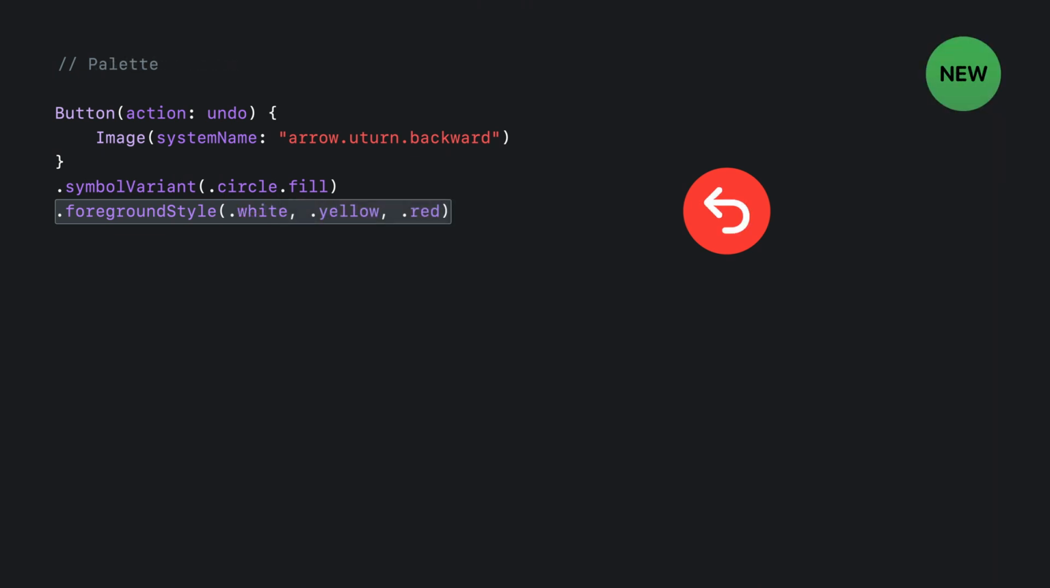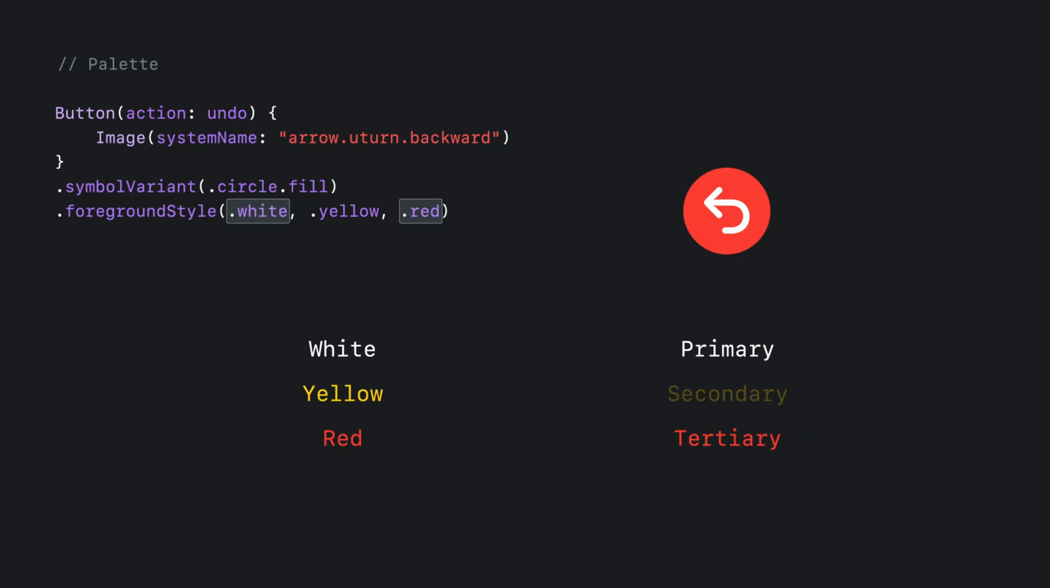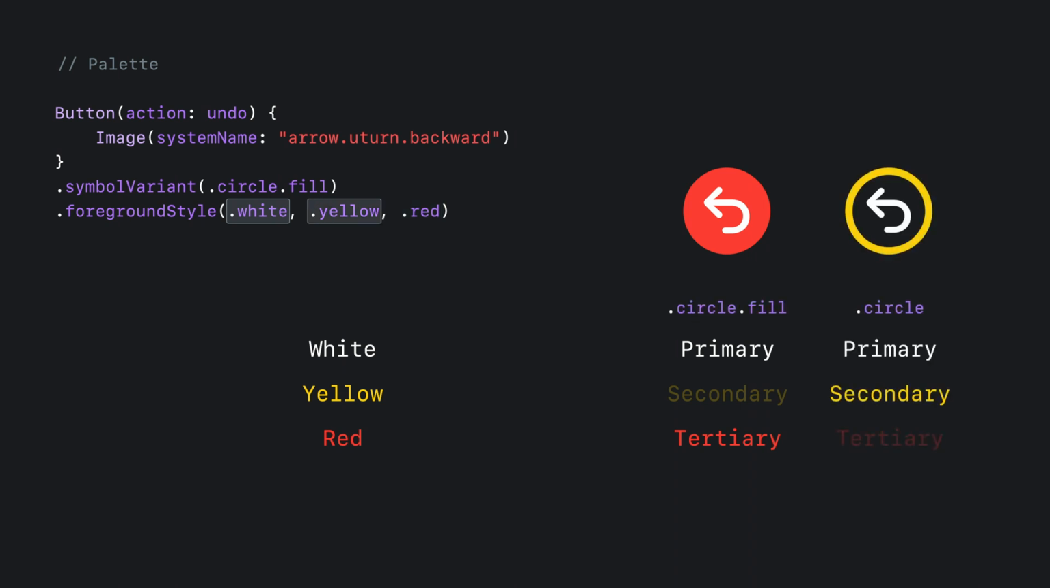New this year, we can set multiple colors to be used to draw our symbol. This uses the palette rendering mode, which allows maximum control over the coloring of the layers of a symbol. You can specify up to 3 styles to control each level of the symbol. This symbol has primary and tertiary content, so the first and third colors will be used. If we used a symbol that just has primary and secondary content, like the outline version of this symbol, then only those colors would be used.